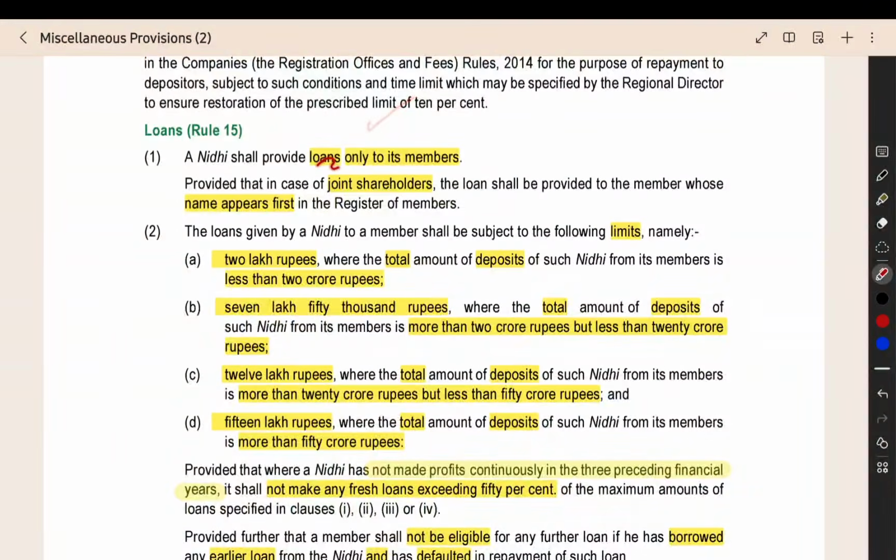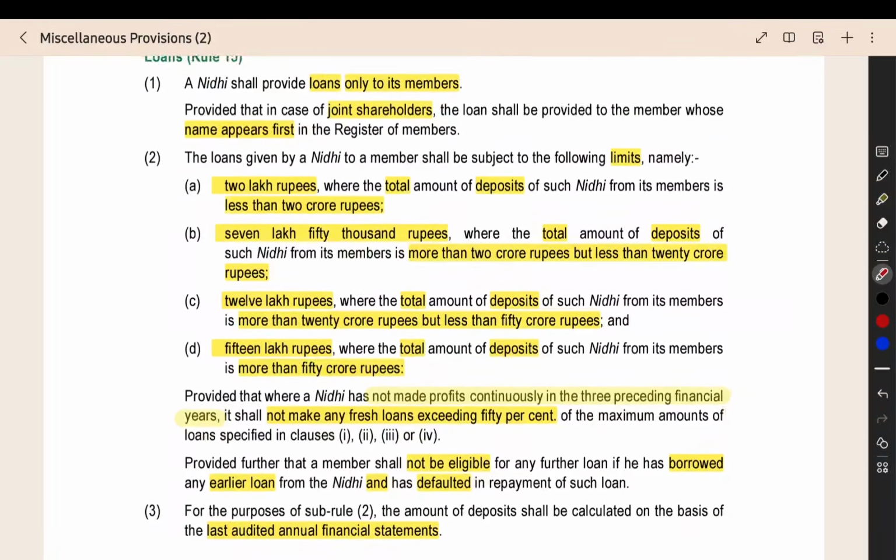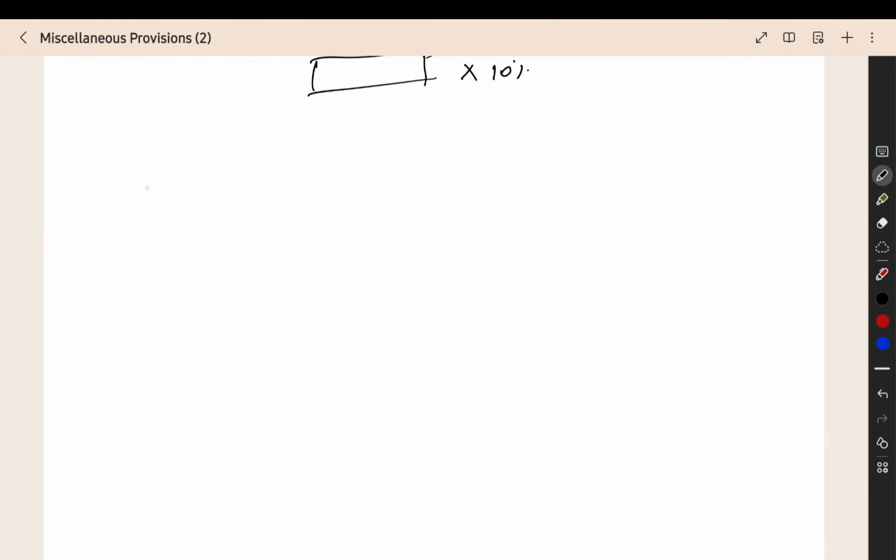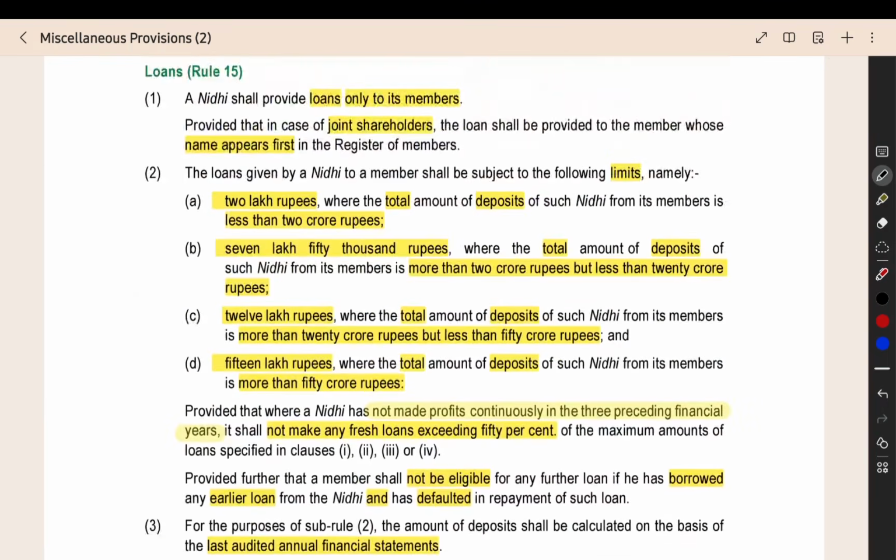Then loans. Nidhi can give loans only to the members. Till now we saw instructions for the deposit. Now loans, when you see, loan can be given only to the members. Then joint shareholder, this you can read by yourself. Then the limit for the loan. So we can see here the amount and then the loan. So we are having the slab limit.